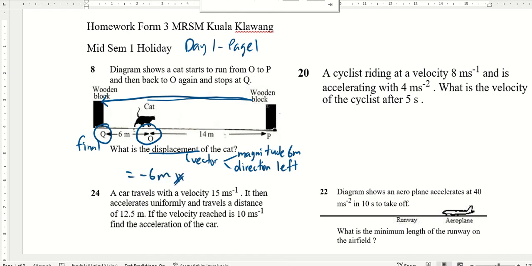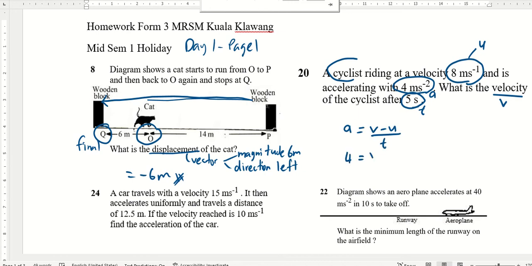Okay, and second one, we have a cyclist riding at 8 meter per second. So this one is U, initial velocity, and acceleration A. We want to find the velocity after 5 seconds. So 5 seconds is T, and we want to find V. So we use the equation A equal to V minus U over T. A is 4, V is to be calculated, U is 8, T is 5. So we can rearrange: 4 times 5 plus 8 is equal to V, and the answer is 28 meter per second. Right?